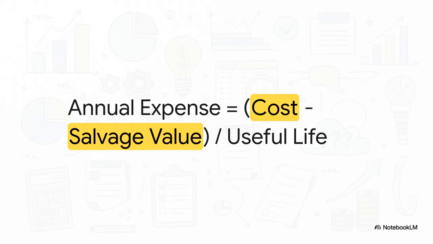Now, you do need to know the technical foundation, but the math is super straightforward. The annual expense equals the acquisition cost minus the estimated salvage value, what it'll be worth at the very end, divided by its useful life. So if a company buys a $100,000 asset with zero salvage value to be used over 10 years, that's $10,000 of expense recorded every single year. Consistent, reliable, easy to track. But as you know, not all assets behave this way in the real world.